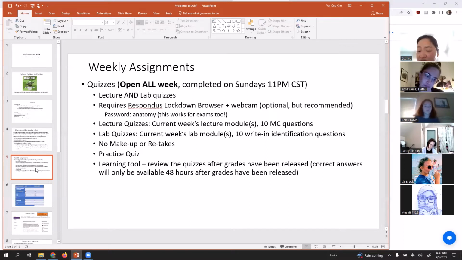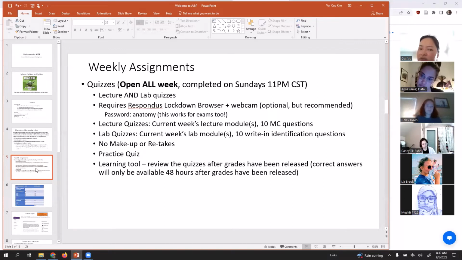There's a practice quiz that you can take anytime, as many times as you want, to make sure that your computer is compatible with Respondus Lockdown and the webcam. And you should take that practice quiz by Wednesday.